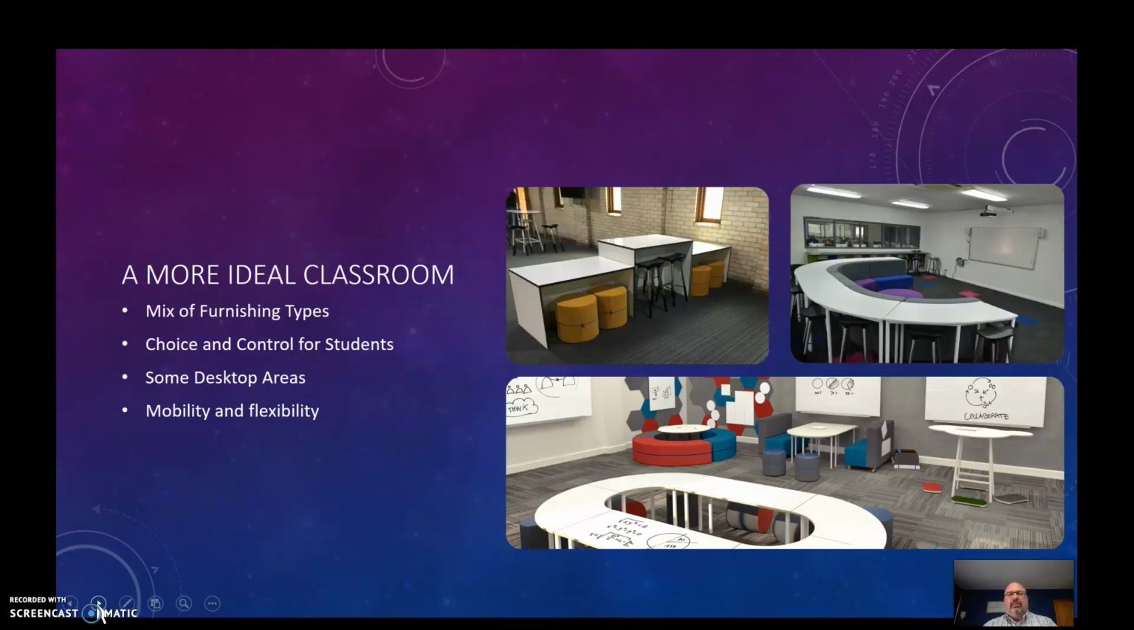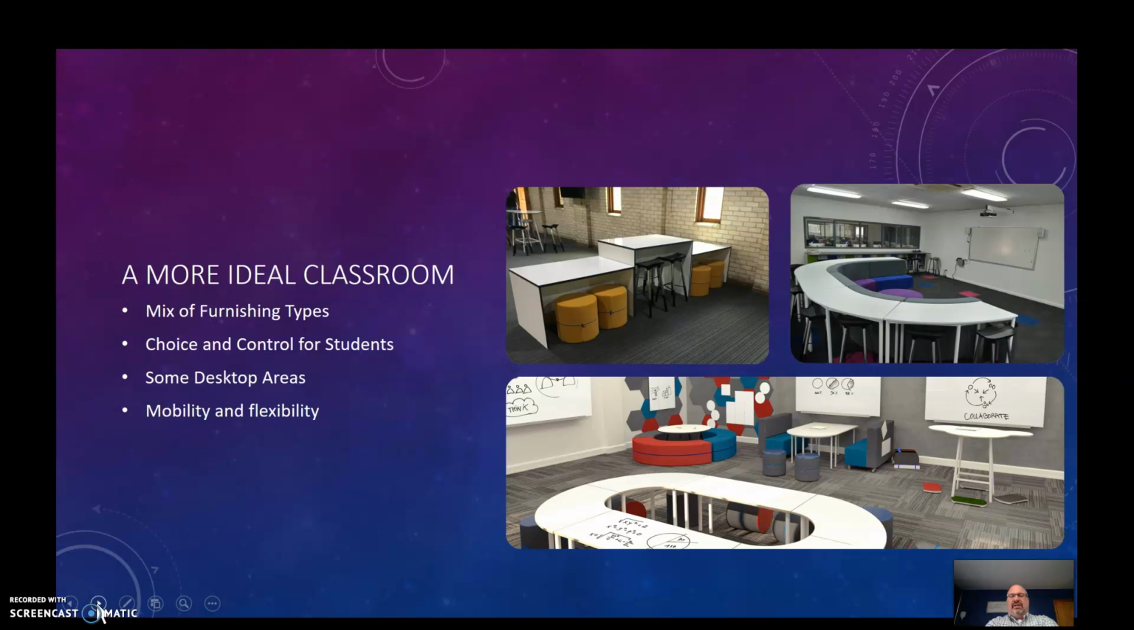So I want to talk a little bit about what I think might be a more ideal classroom. I'm showing some pictures over on the right-hand side. The idea is that it's good to include a mix of different furnishings in a classroom space. So a classroom might have an area like you see on the top right, an area like you see on the top left, grouped together in the same classroom. And an example of how something like that might work can be seen in the bottom picture.